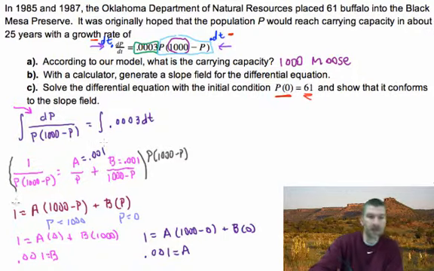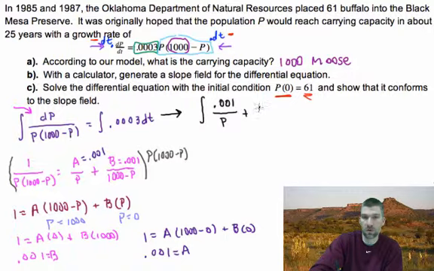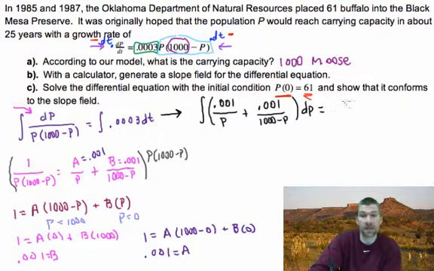All right. That takes us to the next part of our problem, which is we're going to integrate 0.001 over p plus 0.001 over 1,000 minus p, and if I integrate, I can go ahead and integrate the right-hand side. That's going to be 0.003t. One more zero in there.